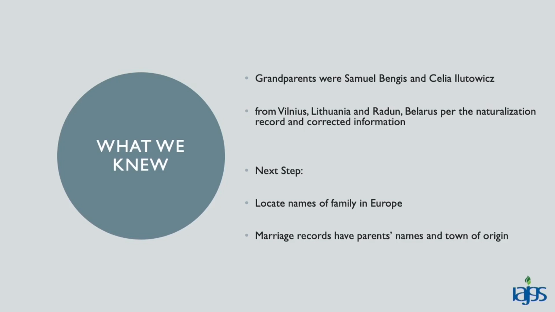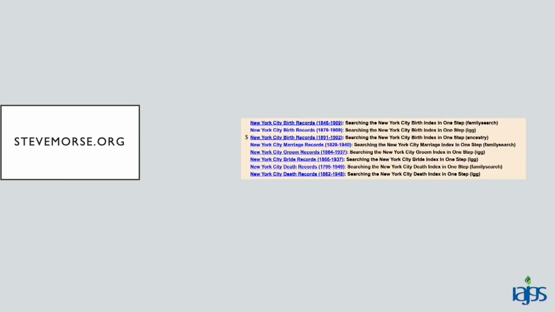So I go to Steve Morse. Steve Morse basically built a better front-end search engine for a variety of sites. He doesn't do databases, he mines databases. And I knew that he had vital records on his site, especially New York vital records. So I went down the page and I found the section, and this is what it looks like. And I was interested in the marriage records.